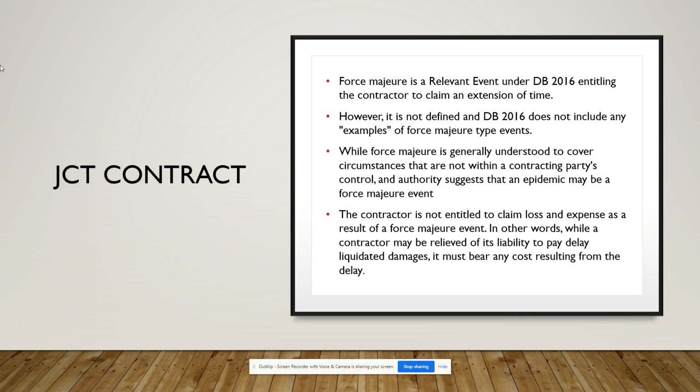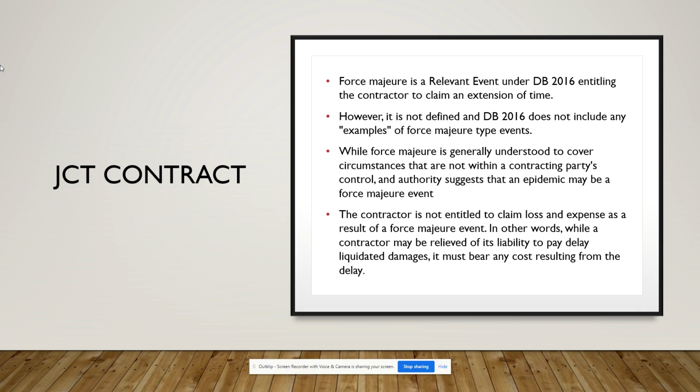Whatever we have seen before in FIDIC, they give some examples, like war is one of the force majeure events, like strike, boycott, and so on. But in the JCT contract they didn't define it, and they didn't give any examples. They didn't define what constitutes force majeure. So the general understanding is that circumstances or events that are not within the contracting party's control constitute force majeure. Hence, an epidemic can be considered a force majeure event.